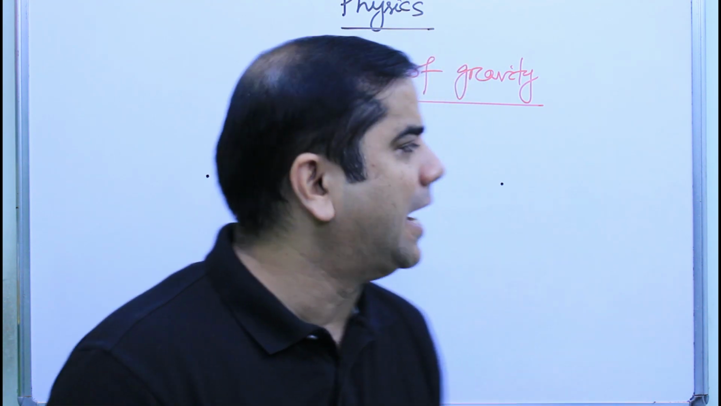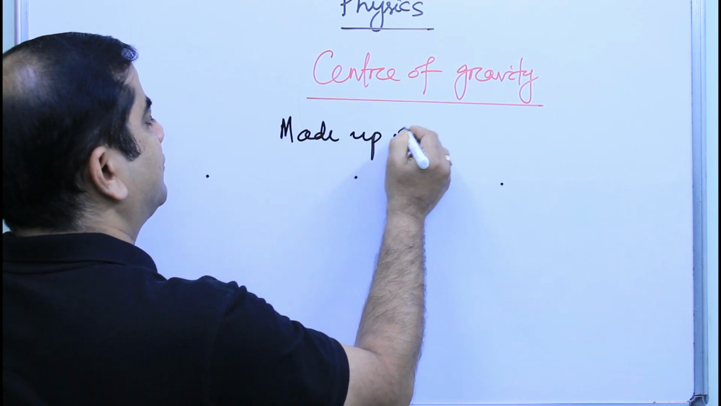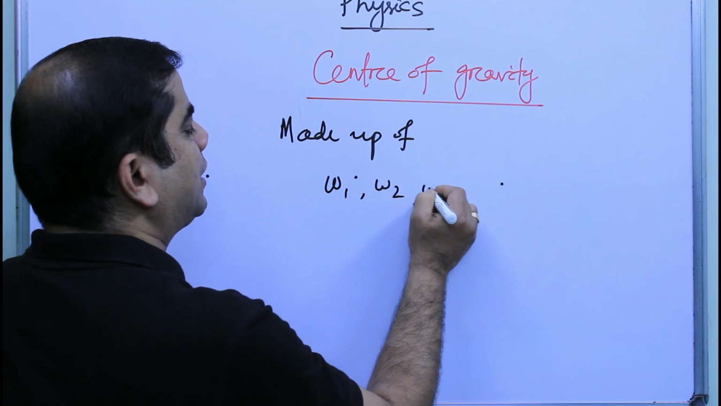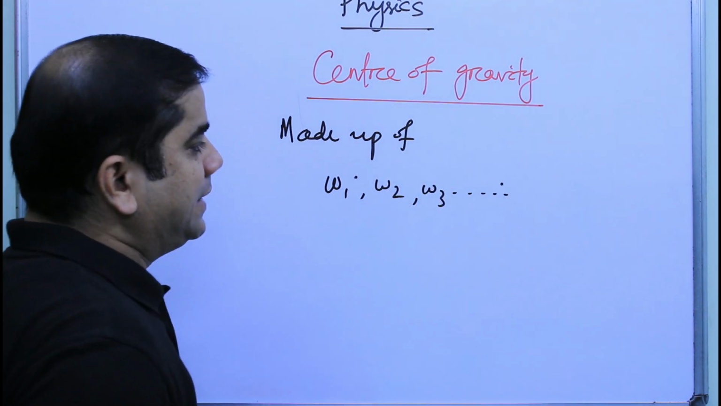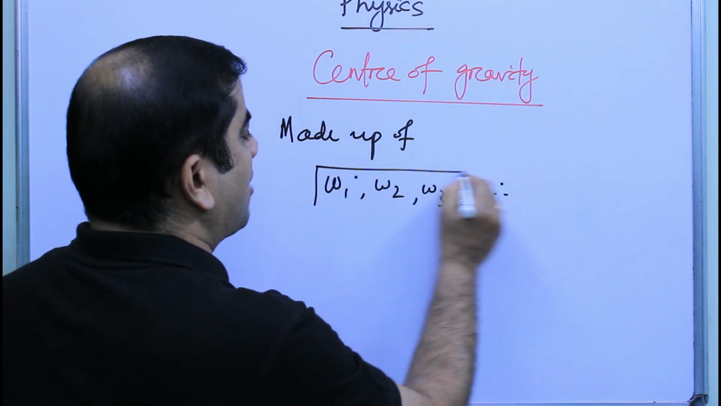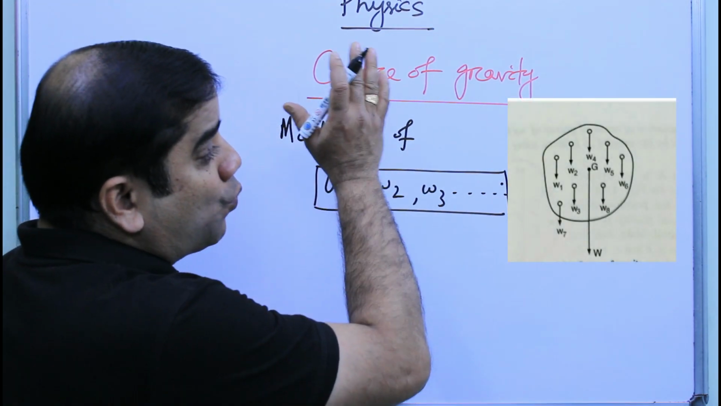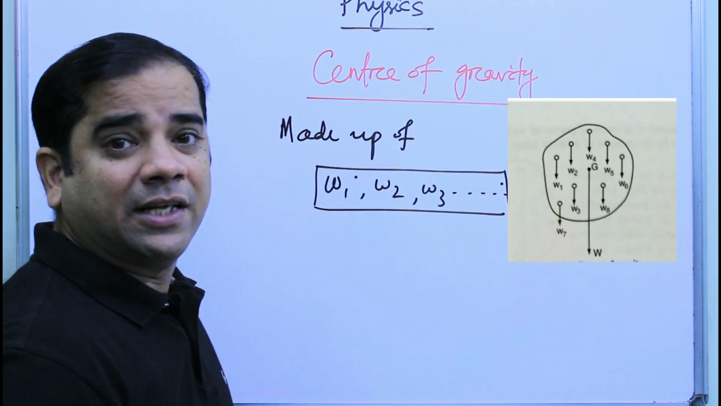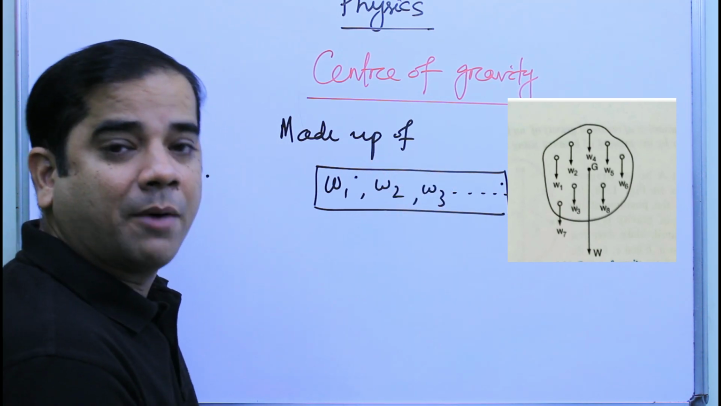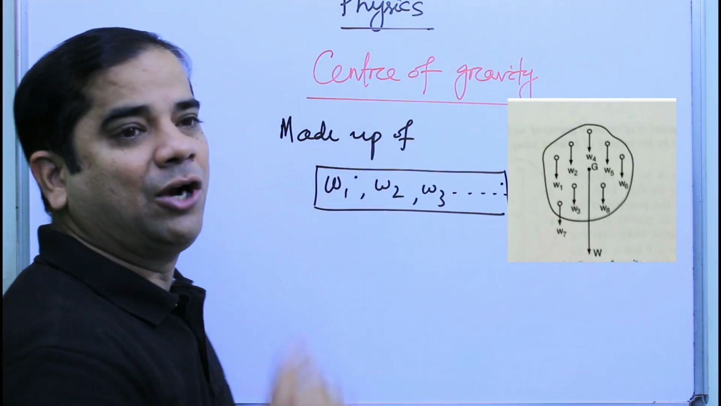And if we consider that the body is made up of tiny particles of weight, suppose W1, W2, W3 and so on, then the total weight of the body would be the sum of all these weights. As you can see in this diagram, the weights are parallel to each other and they are acting downwards, because the gravitational force tries to pull the body towards itself. So the force is applied downwards and they are parallel to each other.